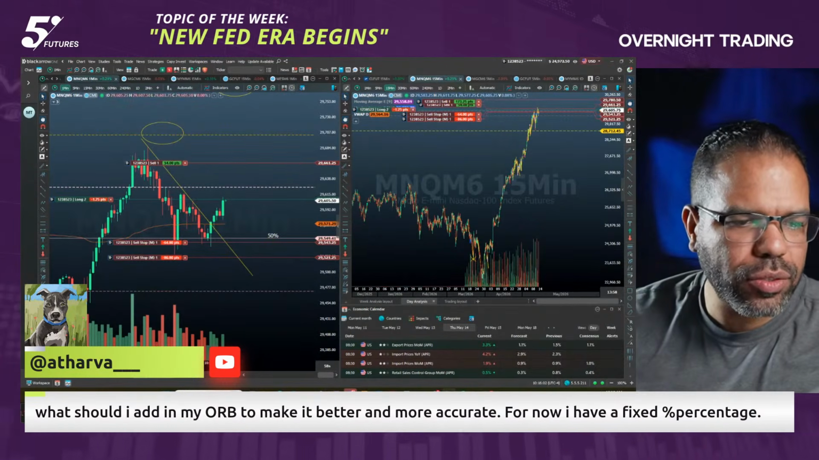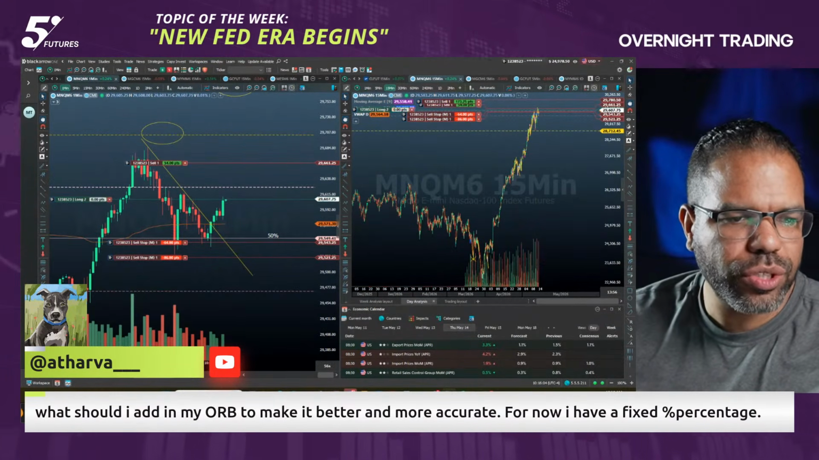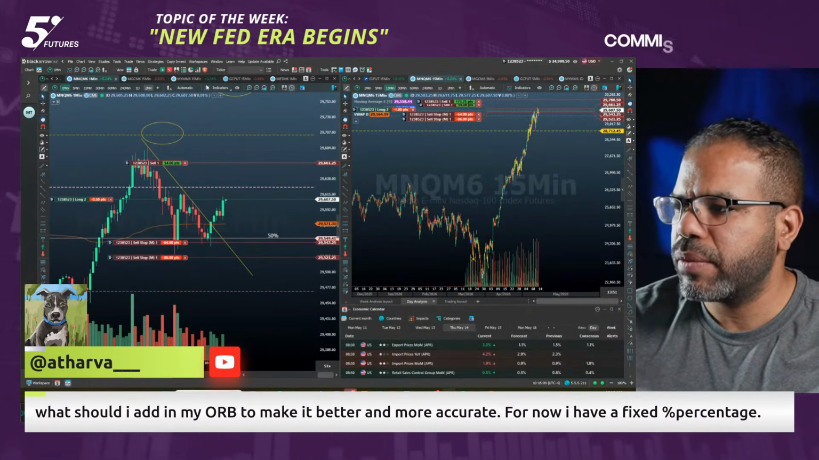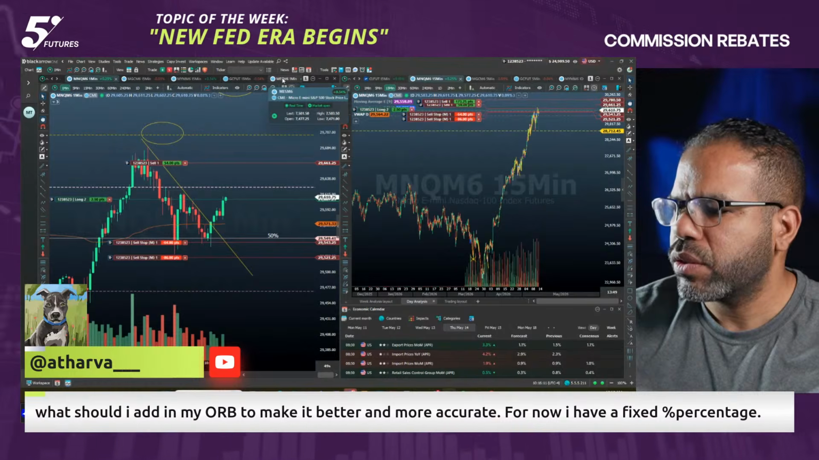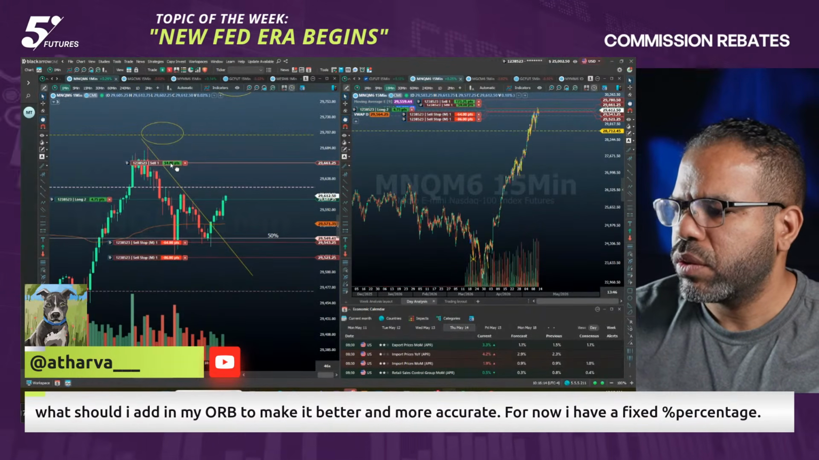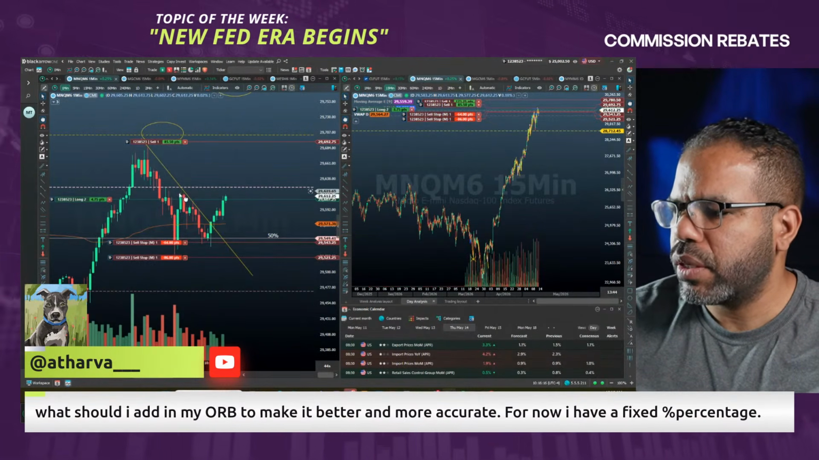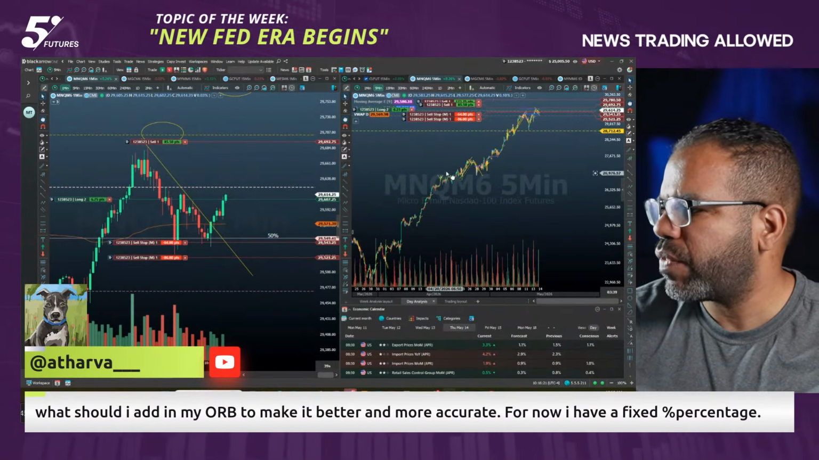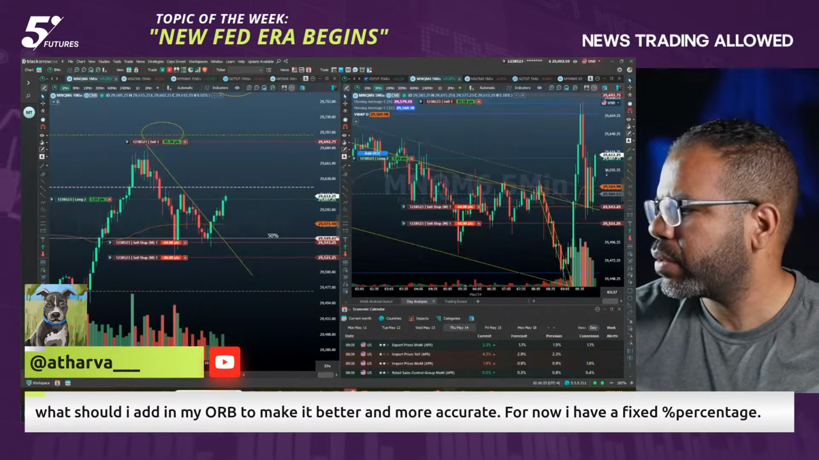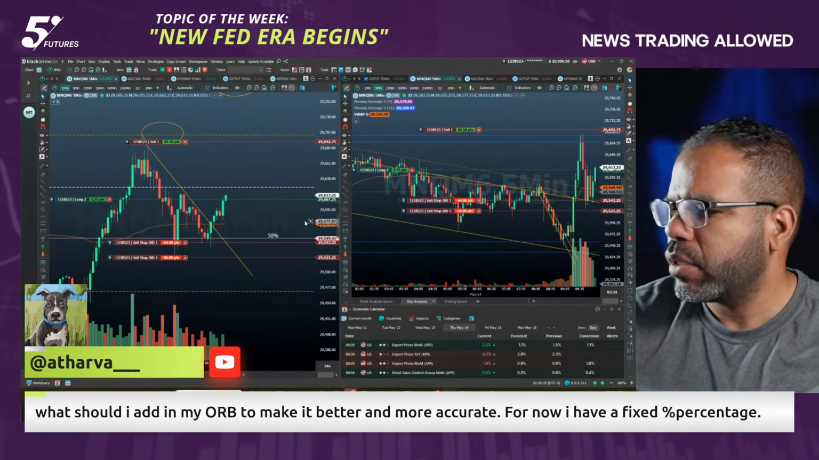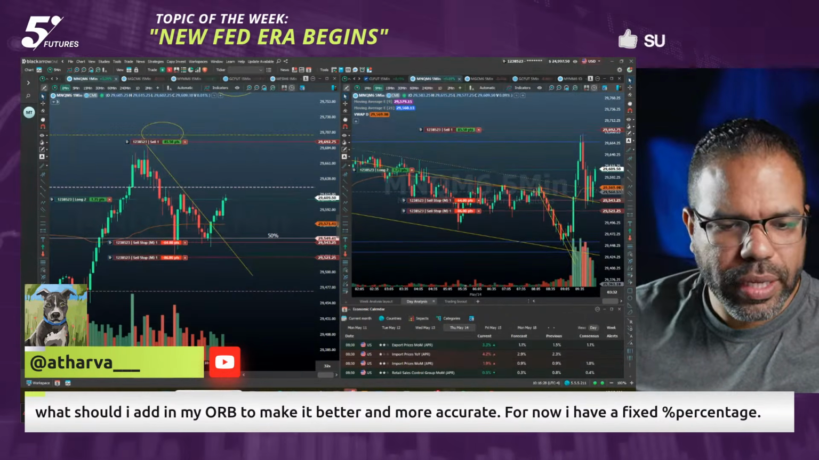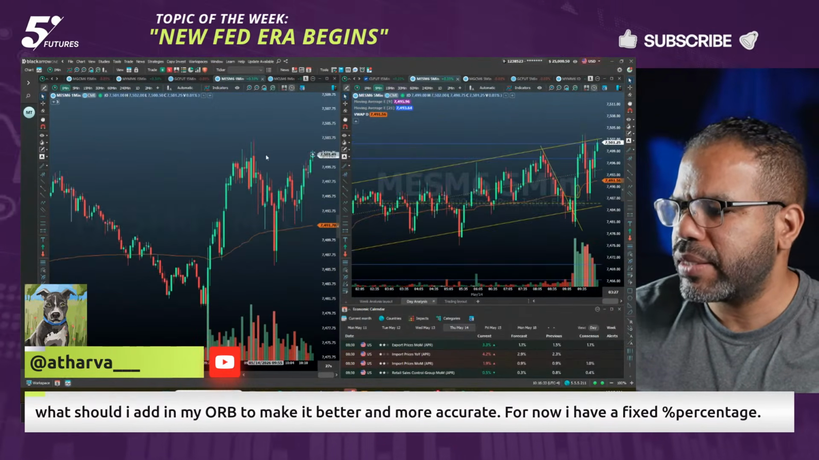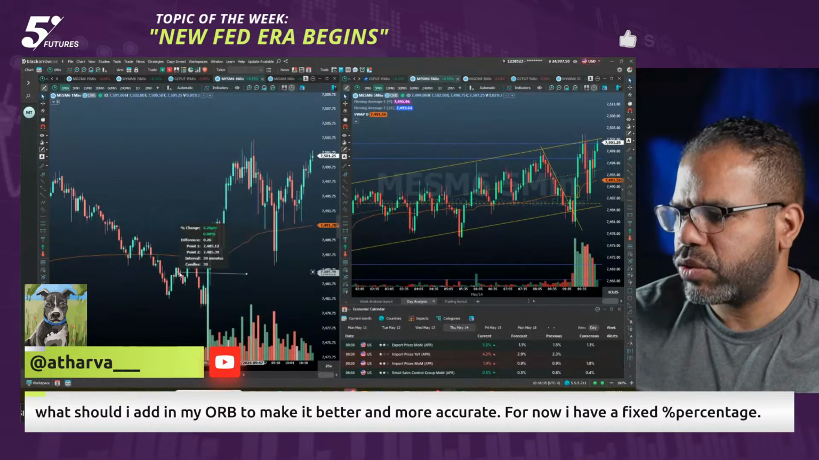Okay, let's try to answer Atharva's question. What should you add to your ORB to make it better and more accurate? We're going to switch to the ES maybe. And target would be around here. Let's see if we can blast through, if we get some follow through on this trade. I don't fully understand the question, but I'm going to do my best to answer it. Let's look at the ES and answer from here.